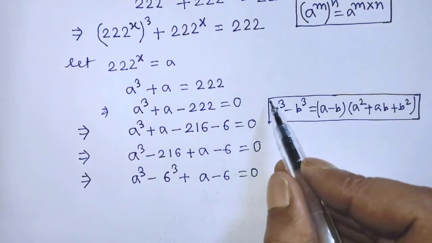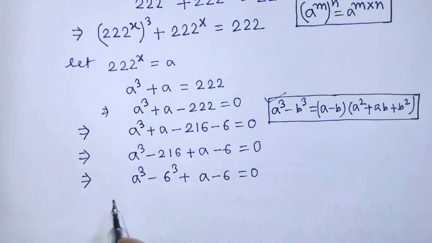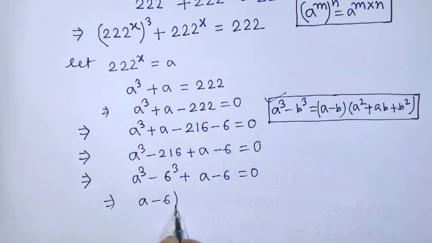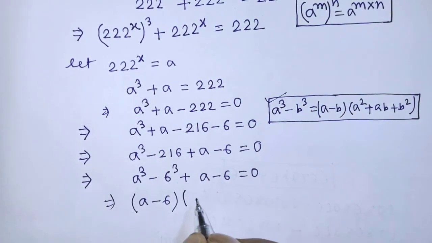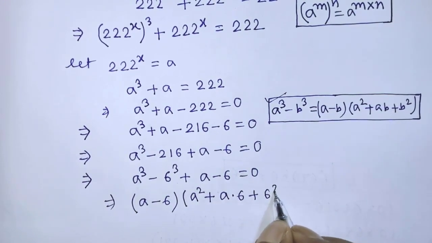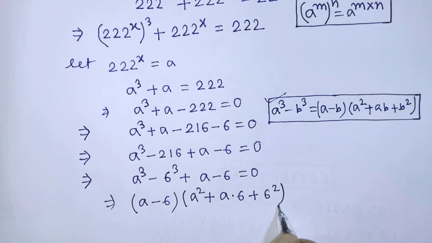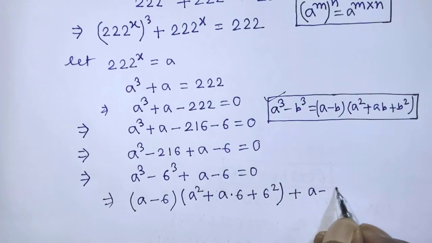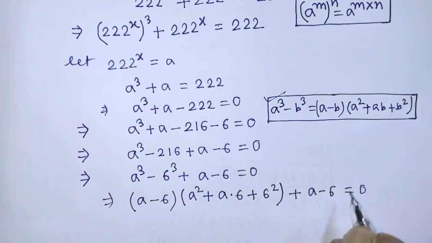According to this formula, we can write from the first two terms on the left hand side (a - 6) times (a^2 + a times 6 + 6^2), first bracket close, plus again we have to write (a - 6) = 0.